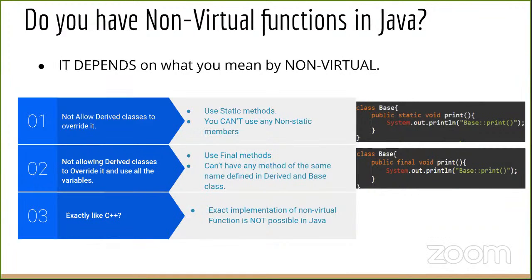To use static methods, we just need to add the keyword static in the definition of the method, as you can see in the example on the side. And what if you want to use non-static variables in the method? For that you use the final keyword. What the final keyword does is it does not allow the derived class to have a function of the same name as in the base class.